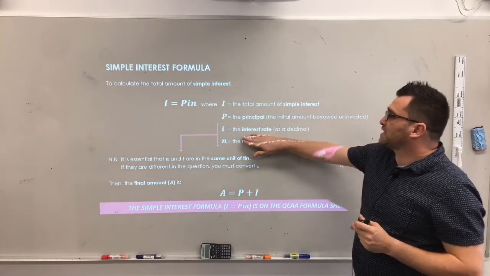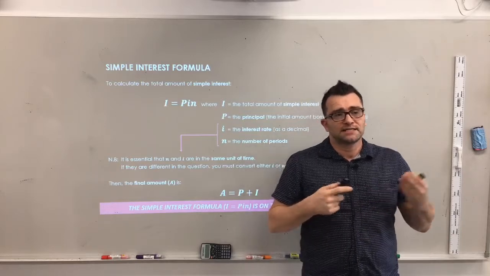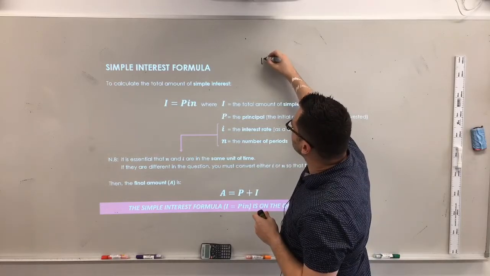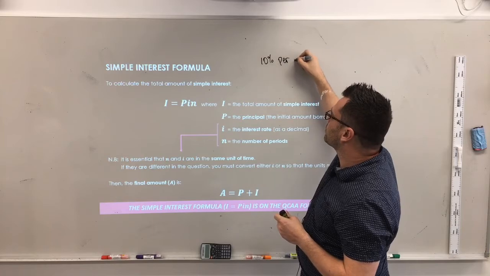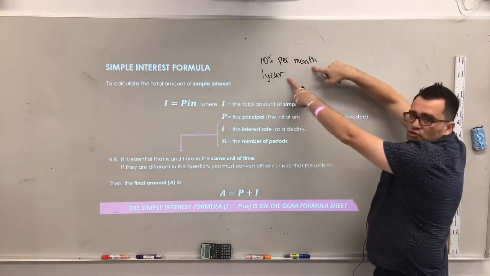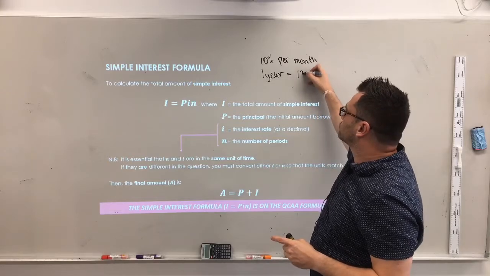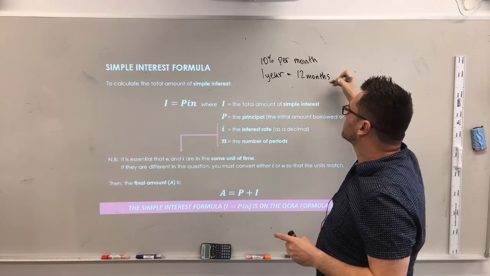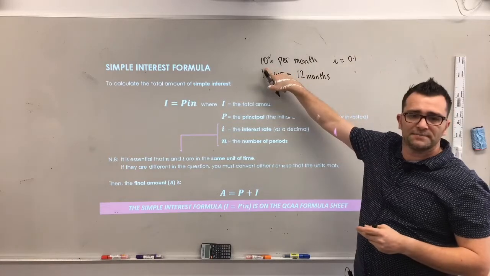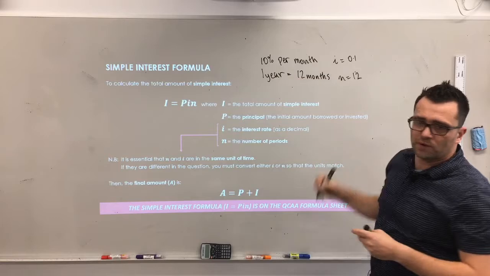The second thing is with our interest rate and our number of terms, these need to be in the same unit. So if we were looking at, say, 10% interest per month for 1 year, so we'll write that down. If we had 10% per month for 1 year, these units are different, so we have to have them the same. So the 1 year would be equal to 12 months. So therefore, I is 0.1 or 10% as a decimal, and N would be equal to 12.